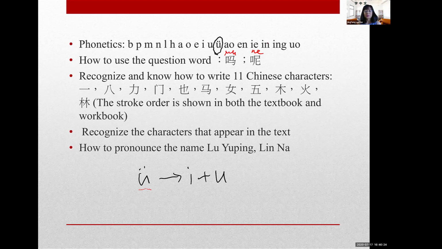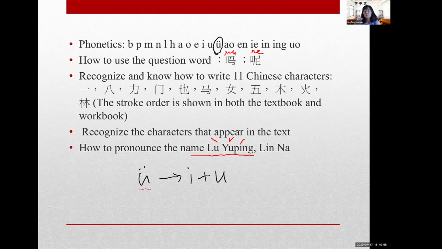And in terms of pronunciation, I also want you to read after me the 2 names. They are our textbook characters. One is Lu Yuping. Make sure Lu is a fourth tone. We learned that the fourth tone is a falling tone. So Lu. And then Yu, third tone. And the Ping, second tone. So one more time, Lu Yuping.